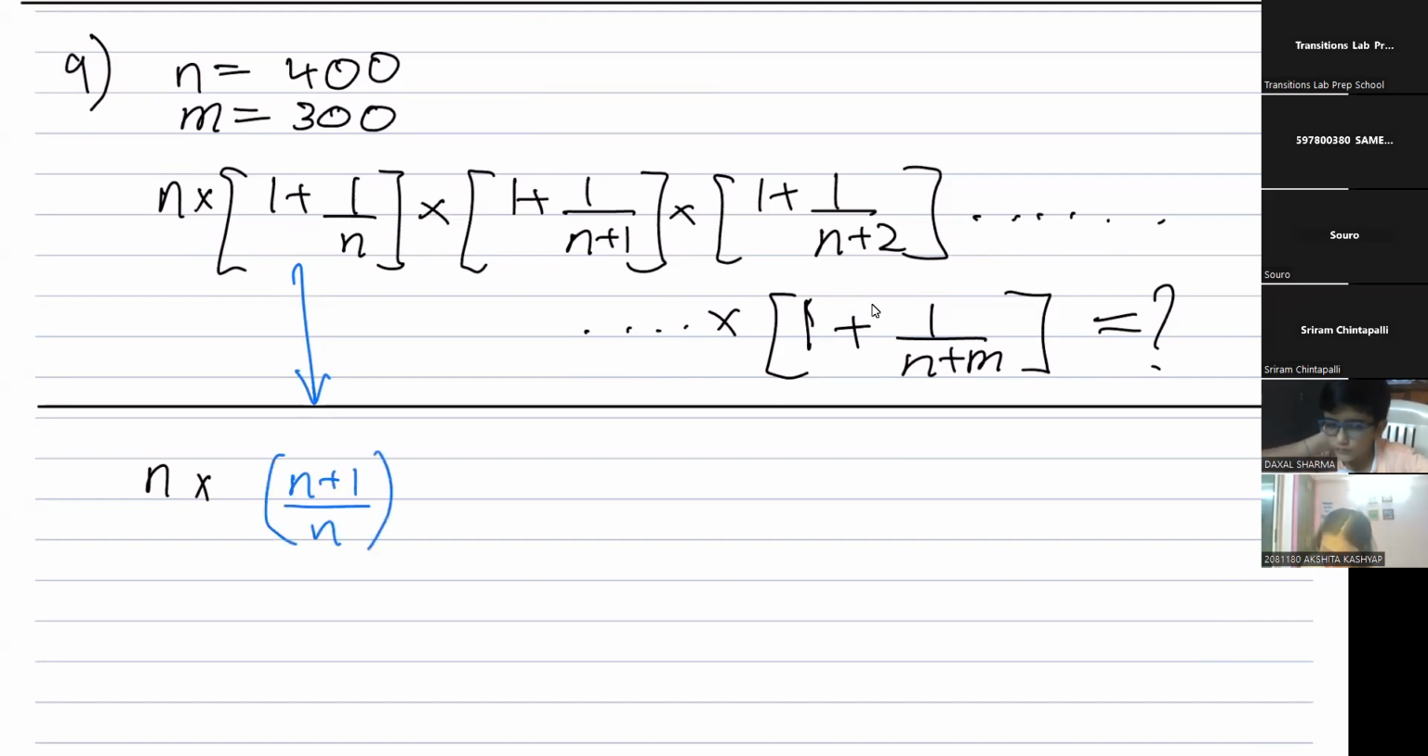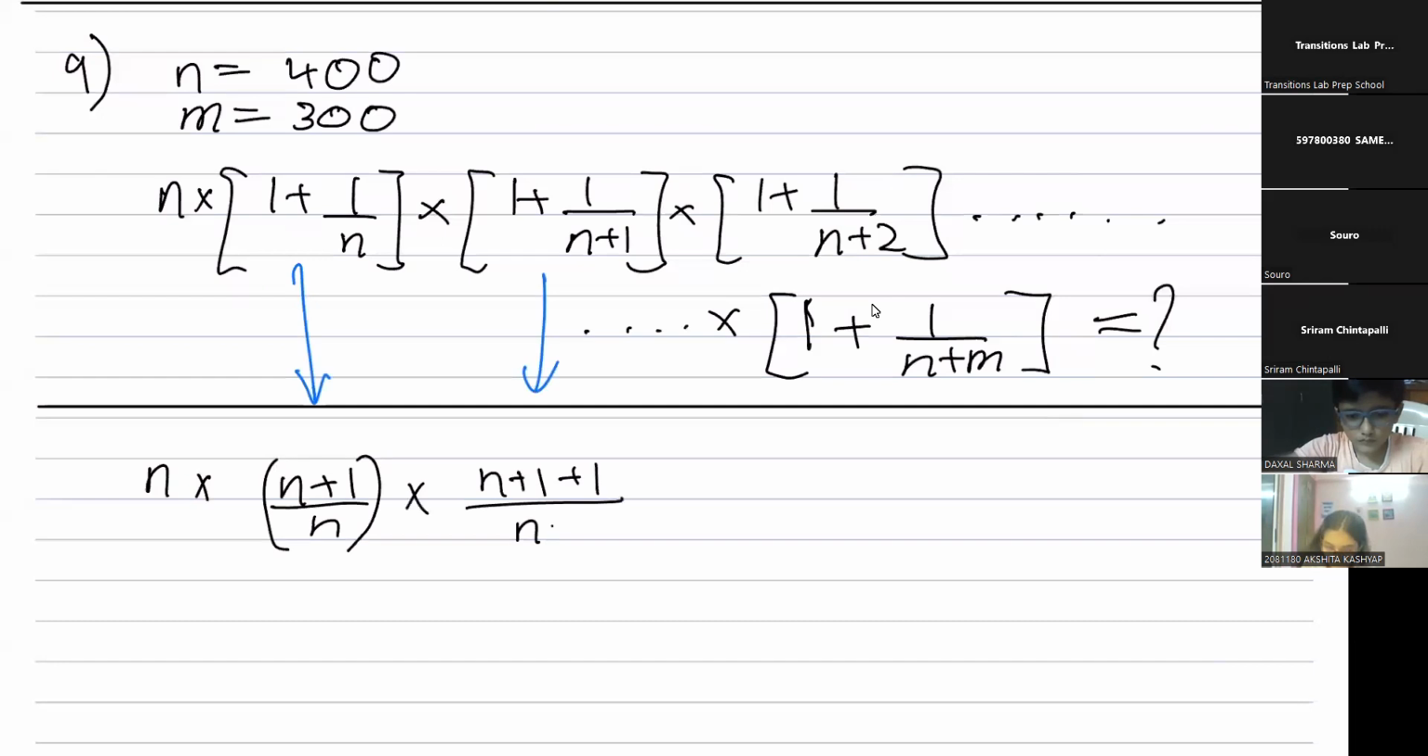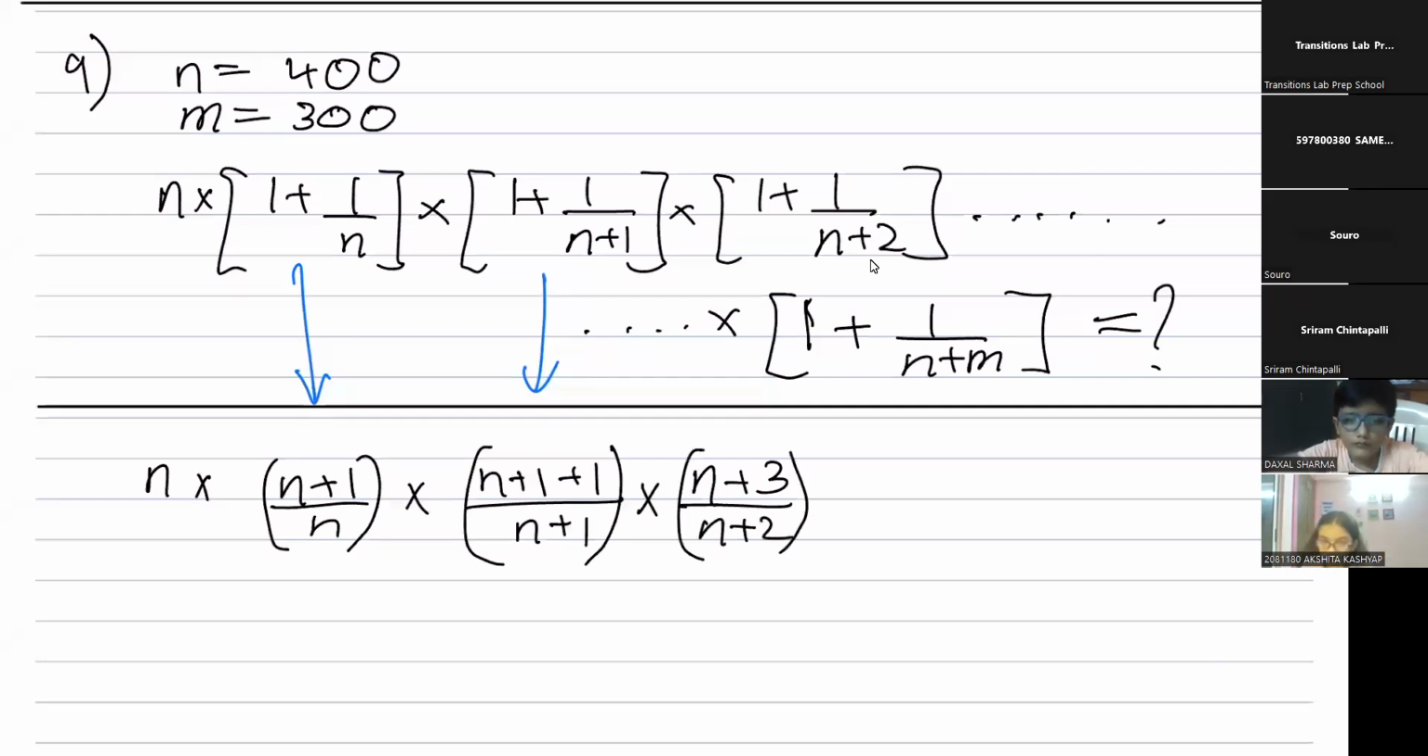Correct. This next term will become n plus 1 upon n. This next term will become n plus 1 plus 1 upon n plus 1. If you can notice this, the next term will be n plus 3 upon n plus 2, because the denominator will have n plus 2 in it from beforehand. This will keep going on until our last term, which will be n plus m plus 1 upon n plus m.